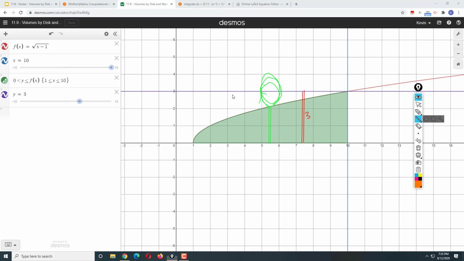The small volume will go from here to here. How long is this line? Well, this line is going to be 3 minus our function, the square root of x minus 1, because we're going from the square root of x minus 1 to 3, but 3 is always larger.